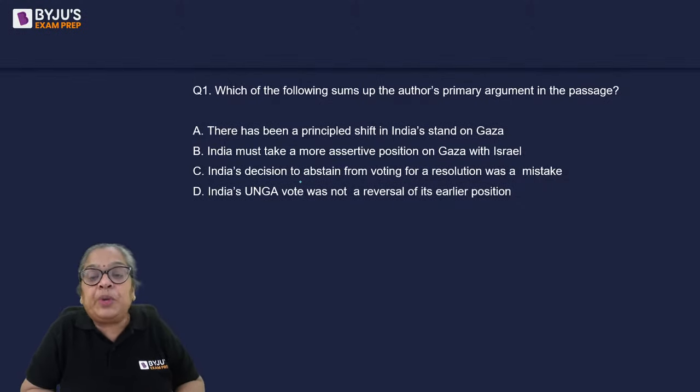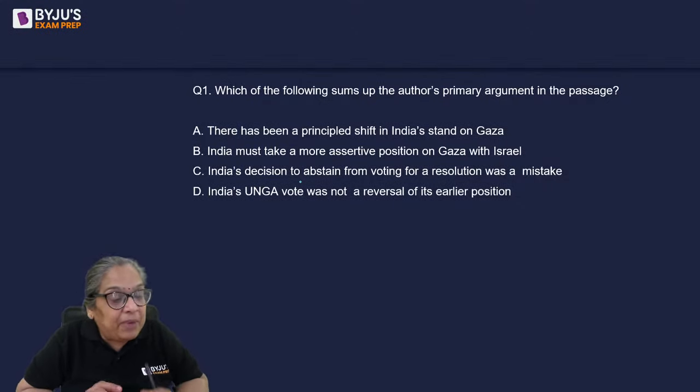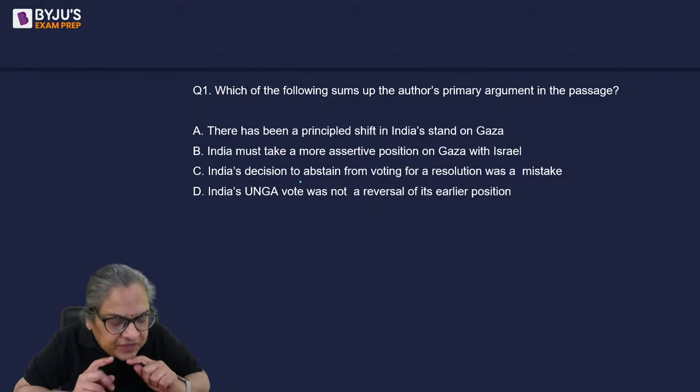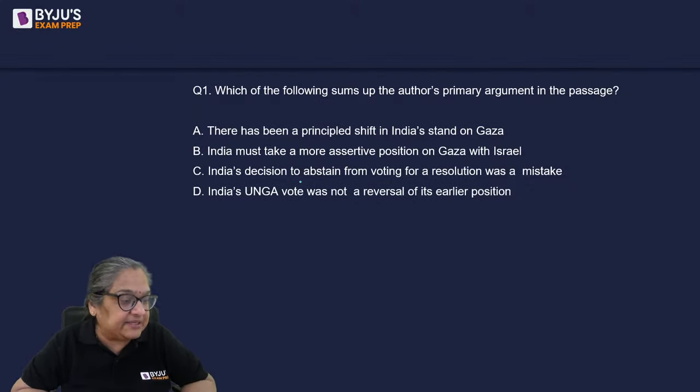Question 1. Which one sums up the author's primary argument in the passage? Think of the entire passage and give me the answer. Is it A, there has been a principled shift in India's stand on Gaza? B, India must take a more assertive position on Gaza with Israel? C, India's decision to abstain from voting for a resolution was a mistake? Or D, India's UNGA vote, United Nations General Assembly vote, was not a reversal of its earlier position?